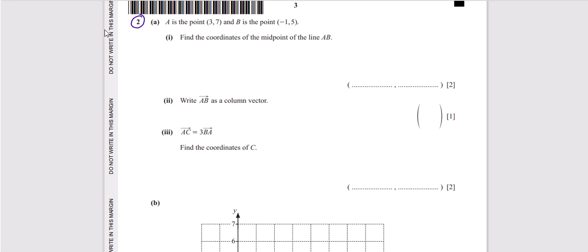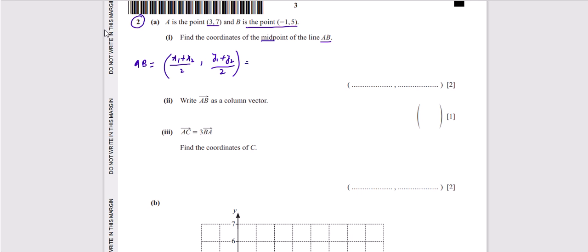A is the point 3 and 7 and B is the point -1 and 5. Find the coordinate of the midpoint of AB. So the formula of the midpoint of AB is equal to (x1 plus x2) divided by 2, comma (y1 plus y2) divided by 2.